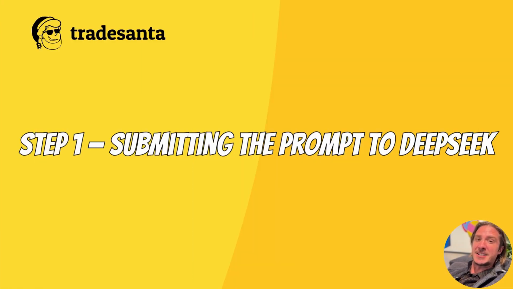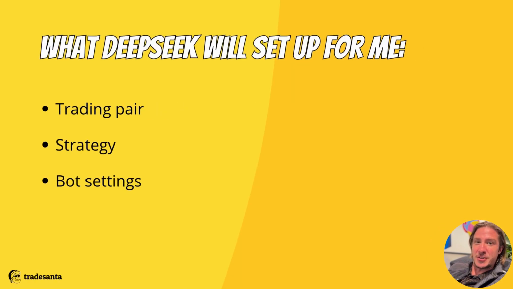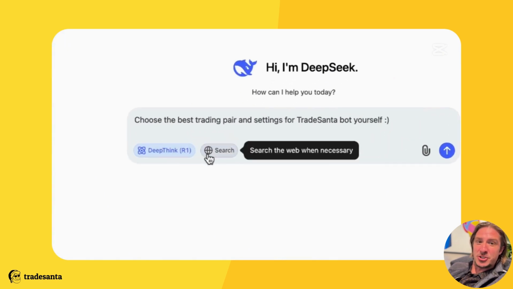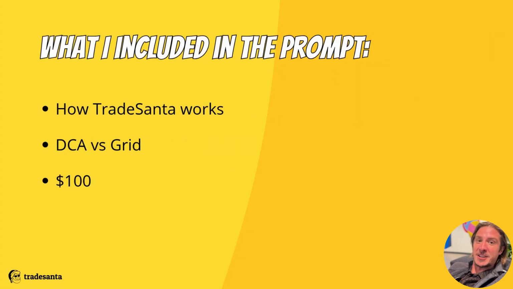So this time, I decided to take a step further and gave DeepSeek complete freedom to choose the trading pair, strategy, and bot settings. I started with a clear prompt saying, pick the best trading pair and settings for a TradeSanta bot on your own. To get the best out of DeepSeek, I switched on Deep Think mode and enabled the search feature. Then, to make sure I got the accurate answer, I fed the AI a quick rundown of how TradeSanta works, like explaining DCA and grid strategies. And finally, I told it I was ready to invest $100 in this experiment.